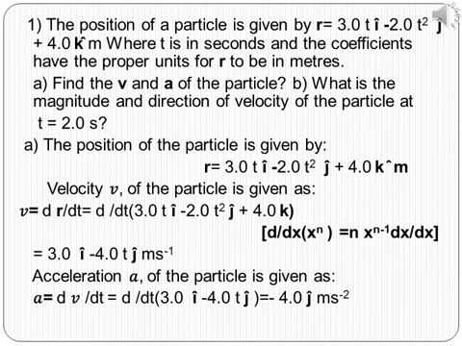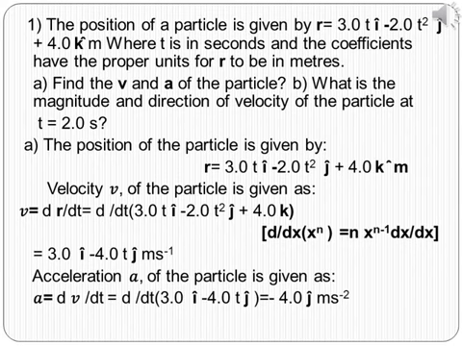The first question is, the position of a particle is given by r is equal to 3t i cap minus 2t square j cap plus 4k meter, where t is in seconds and the coefficients have the proper units for r to be in meters. A. Find the v and a of the particle.